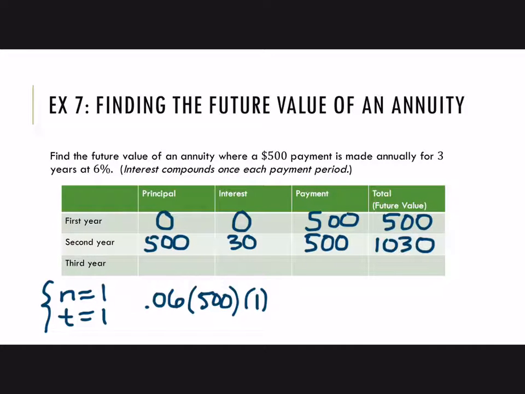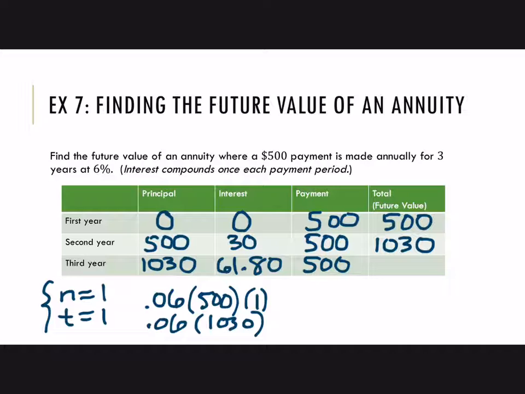So the third year, the new principal is going to be the balance from the previous year. Then to find interest, take 6% of that amount, and that amount would be $61.80. Then at the end of the third year, another payment is made, and then if you add those three up, that gives a total future value of $1591.80.